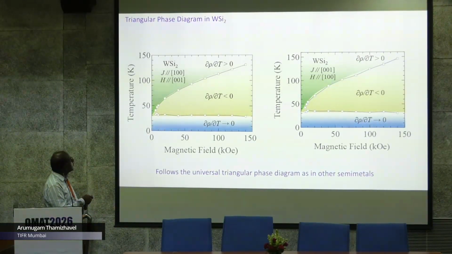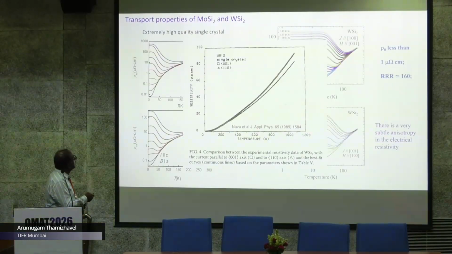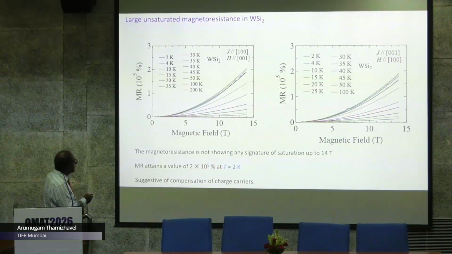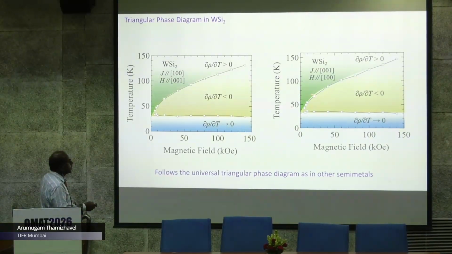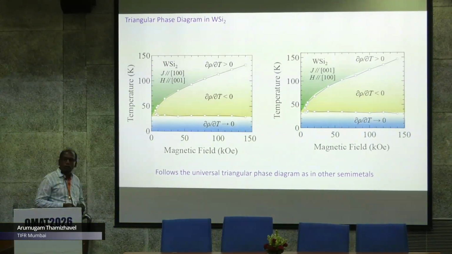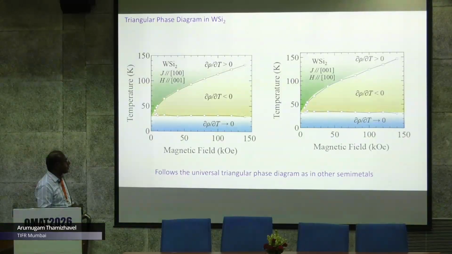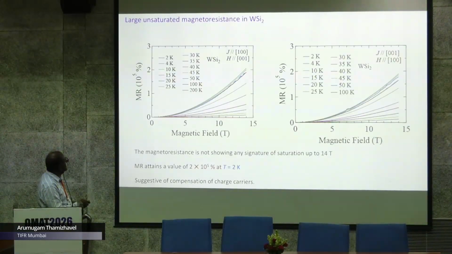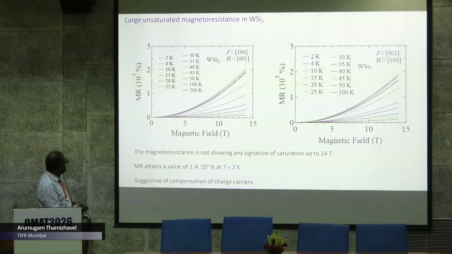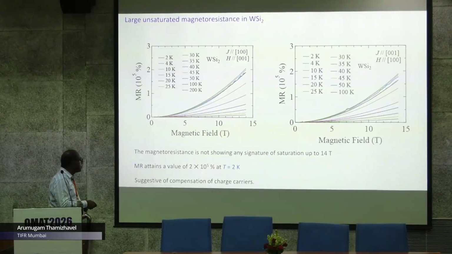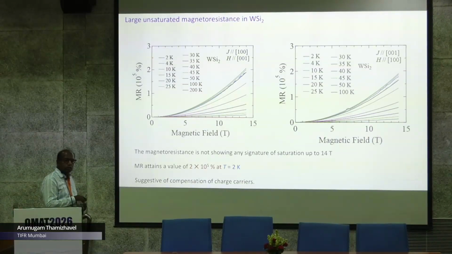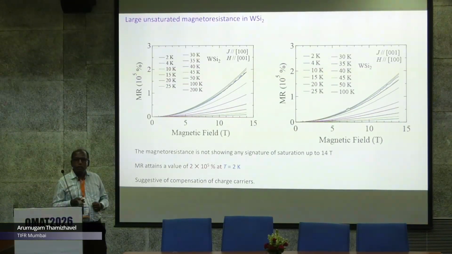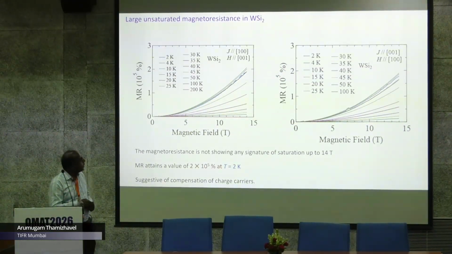We have also observed this from the magnetoresistance. From the magnetoresistance studies, we have also constructed the triangular phase diagram for this MoSi2. It also follows the same universal triangular phase diagram observed in other semi-metallic systems. And the magnetoresistance is extremely high. It reaches the order of 2 times 10 to the power 5 at 2 Kelvin for WSi2. It is also showing an unsaturated magnetoresistance, indicating that the sample is a highly compensated semi-metal.